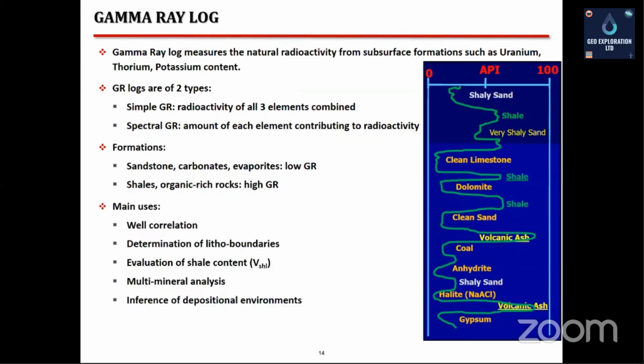The main uses of a gamma ray log are for well correlation, determination of various litho boundaries, evaluation of the shale content, that is V shale, multimineral analysis when spectral gamma rays are available, and the inference of depositional environments.